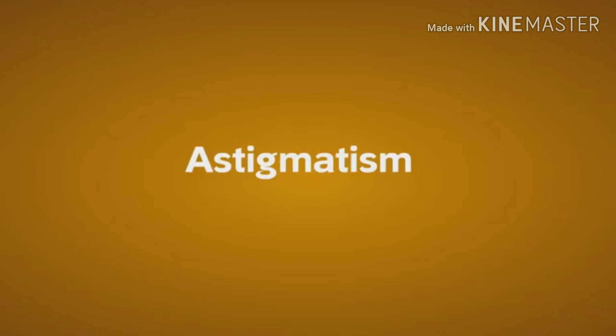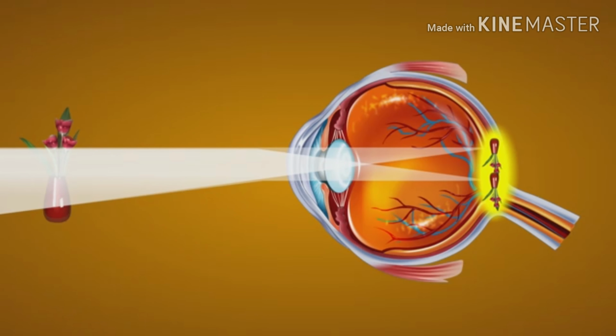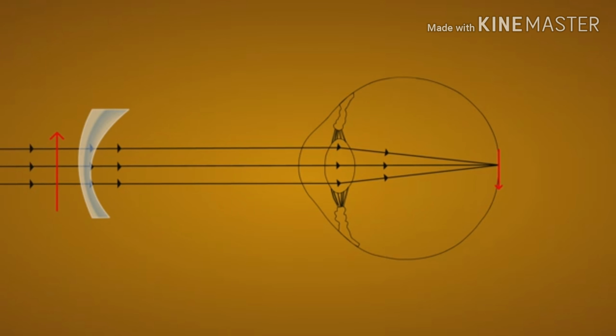Astigmatism is another common problem seen when the image may be clearly focused on the retina in the horizontal plane, but not in the vertical plane. This defect may be due to an irregular curvature of the cornea or lens. This can be corrected using glasses with a cylindrical lens.